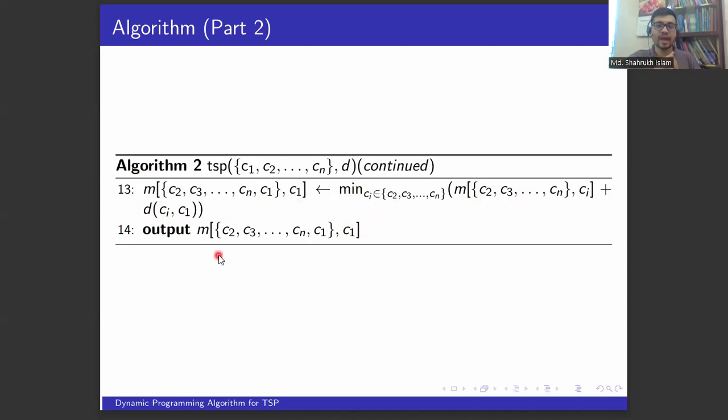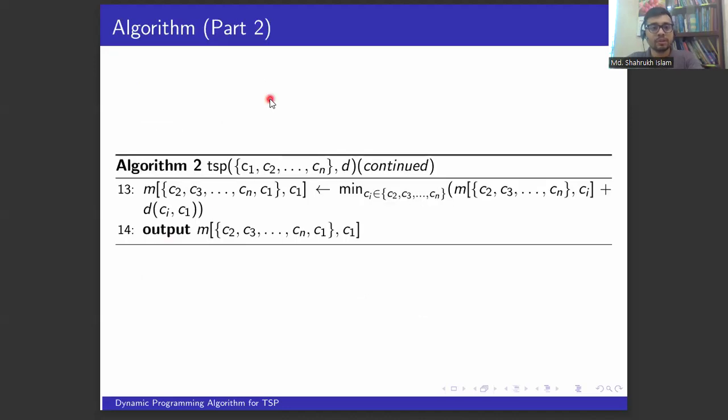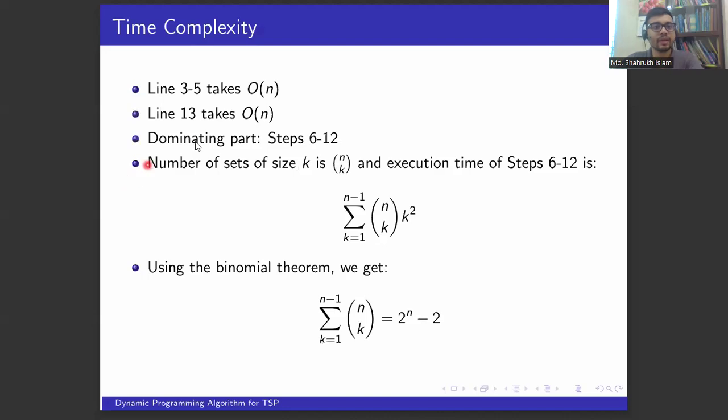So this was the algorithm. Then what will be the time complexity? Line 3 to 5 takes big O of n. What does it mean? Look at here. 3 to n, there is only a for loop up to n. So this will take big O of n. And line 13 takes big O of n also.